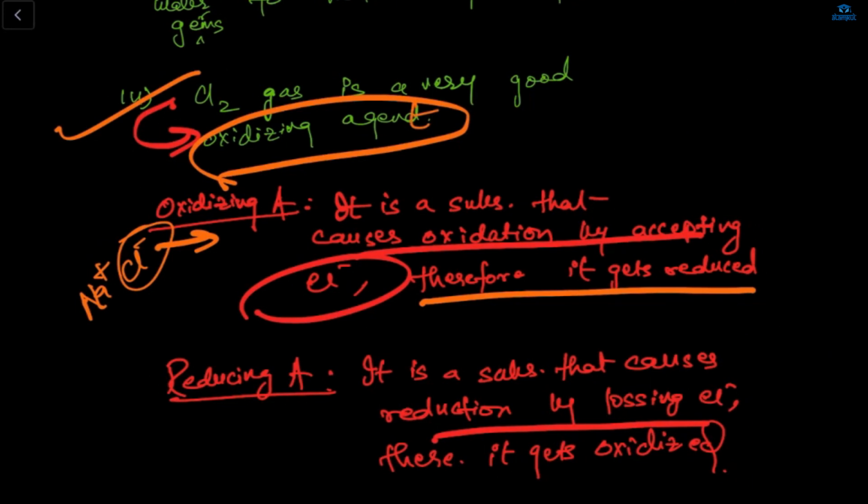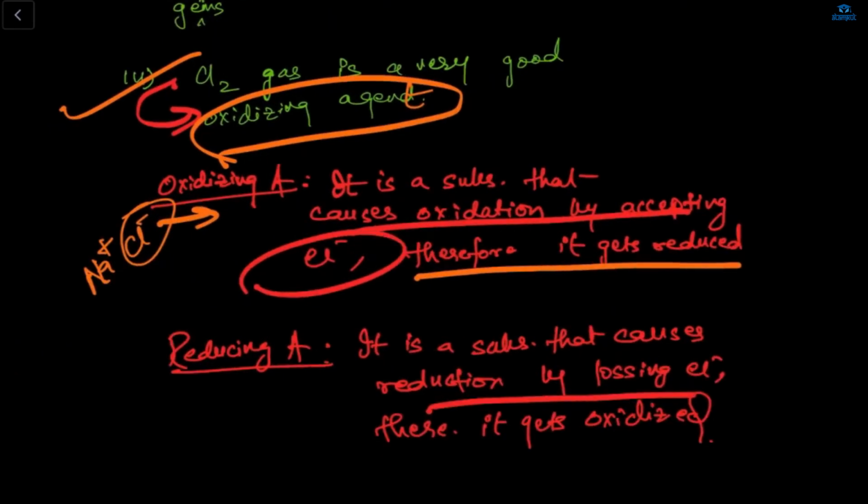Tell me, Safia. This part you got, why chlorine gas is a very good oxidizing agent? You explain to me why. Your voice is not audible properly. Yes, ma'am, because it is negatively charged. So therefore it gets reduced, right? By giving its electron. So that's why it is a very good oxidizing agent.